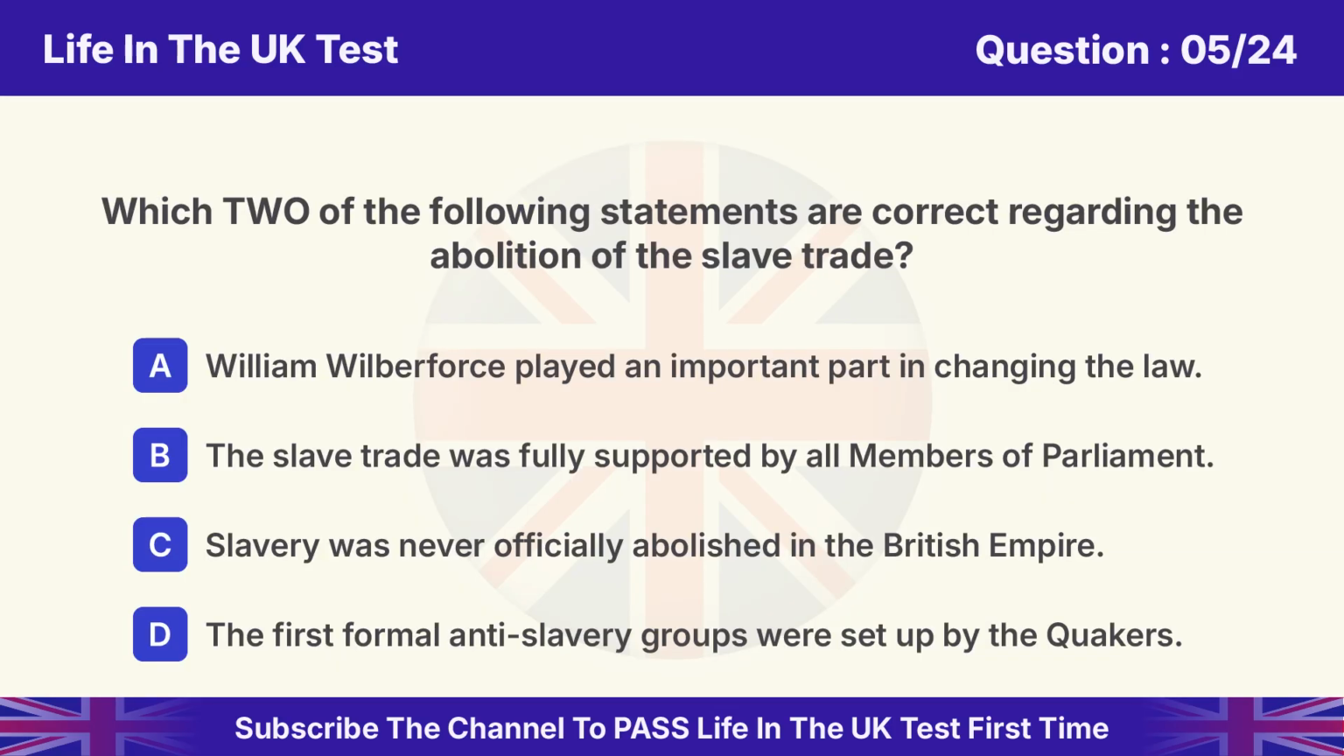Question 5. Which 2 of the following statements are correct regarding the abolition of the slave trade? Option A. William Wilberforce played an important part in changing the law. B. The slave trade was fully supported by all members of Parliament. C. Slavery was never officially abolished in the British Empire. D. The first formal anti-slavery groups were set up by the Quakers.